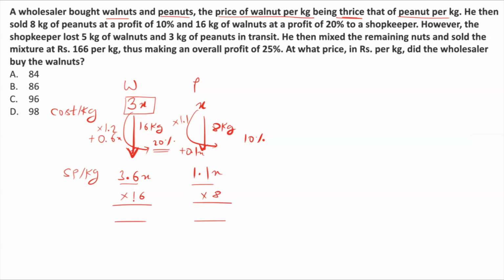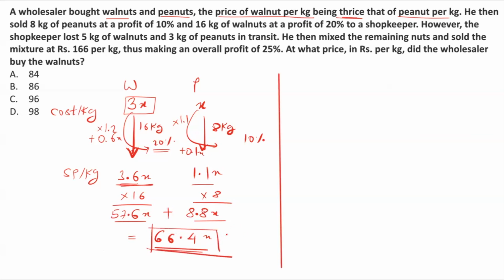For walnuts, the overall selling price will be 3.6x into 16, that is 57.6x. And for peanuts, the overall selling price is 1.1x into 8, that is 8.8x. So the total selling price for the wholesaler is the sum of these two numbers: 57.6x plus 8.8x is 66.4x. This is the overall selling price for the wholesaler.